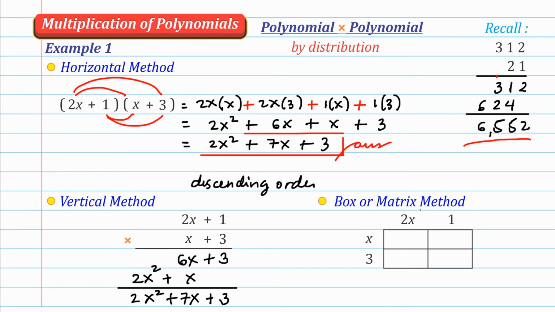Parang pareho lang yan. Let's multiply. For example, let's distribute 3 first. So distributing 3 meaning, let's multiply 3 by 2x. So 3 times 2x we know is 6x. Of course, we write the product in their intersection like so.